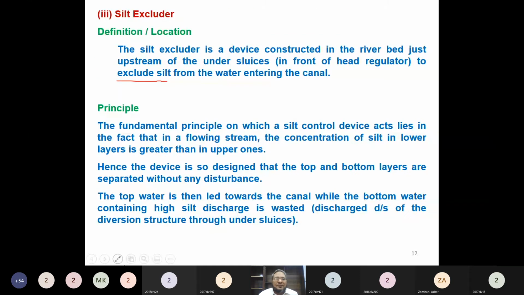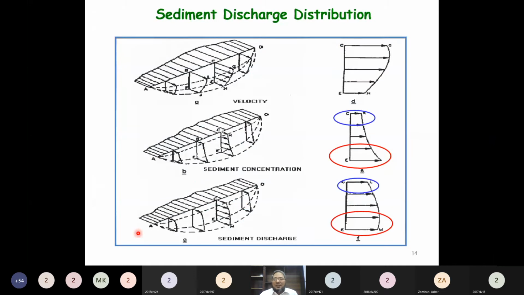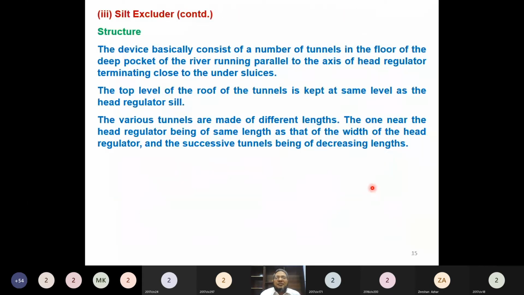All right. So the top water is then led towards the canal, while the bottom water containing high silt discharge is wasted. Wasted means it is discharged through the under sluices or Silt Excluder. So it means this part, which contains more sediment discharge, is basically passed through the Silt Excluder, and the upper layers, which carry less sediment concentration and less sediment discharge, are passed into the canal through the head regulator of the main canal.